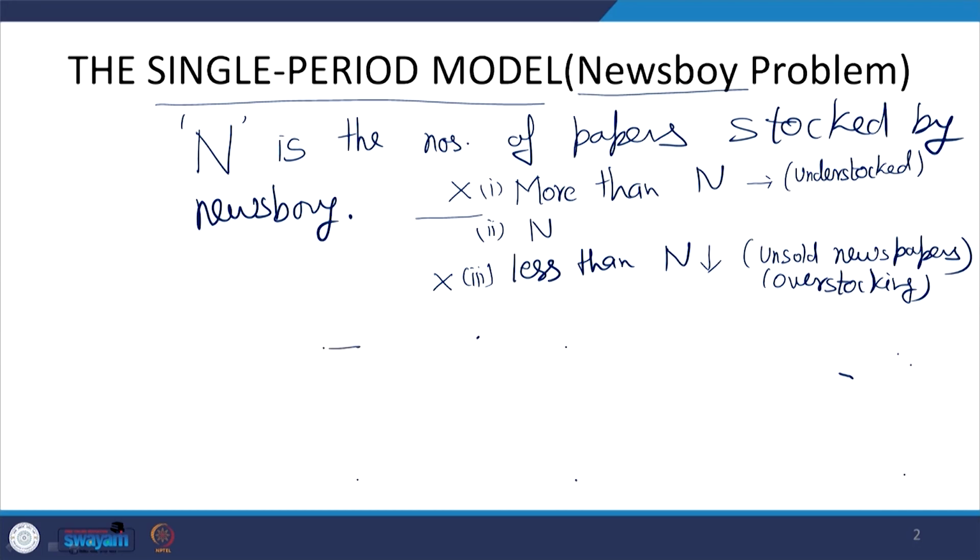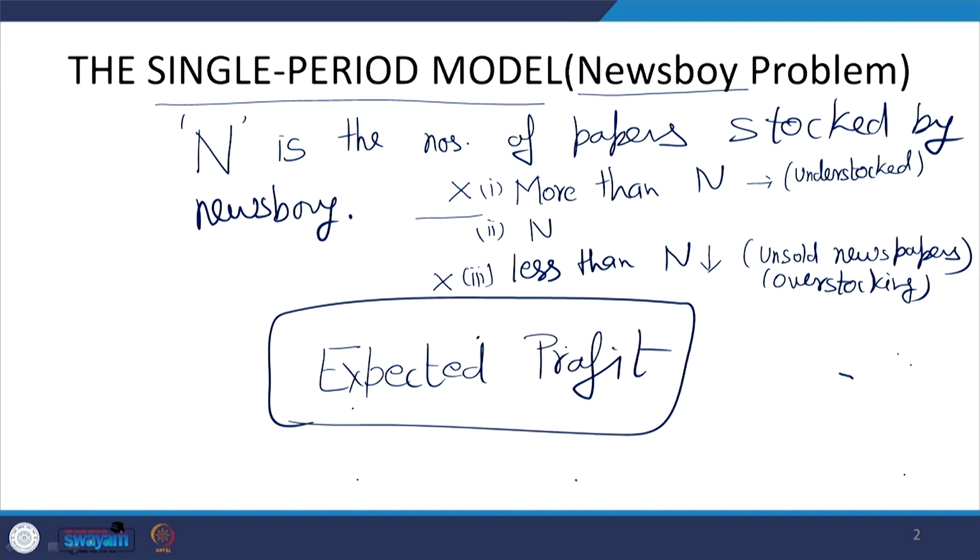So, what we are saying is that both of these, cost of overstocking and cost of understocking, are undesirable. We want to decide a level of stocking which should maximize our expected profit. I do not know what my exact profit will be, but I would like to maximize my expected profit. And now, in this single period inventory management model, we will develop a formula, a mathematical relationship which will help us in maximizing our expected profit.